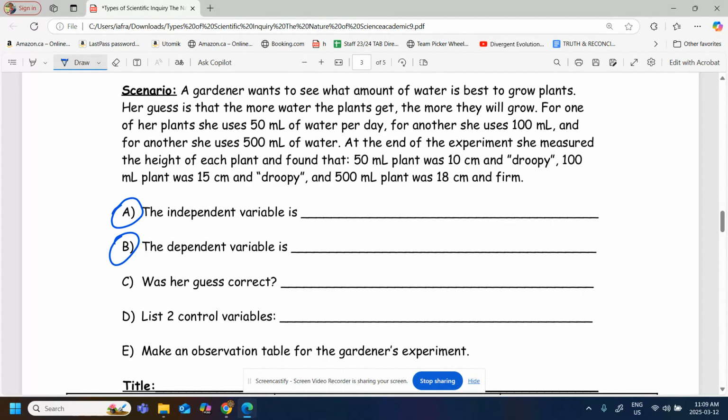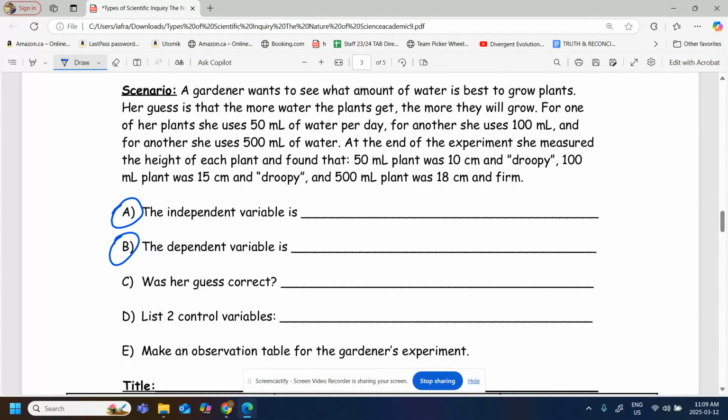So Gardner wants to see what amount of water is the best to grow plants. Her guess is that the more water the plants get, the more they will grow. For one of her plants, she uses 50 mL of water per day. For another, she uses 100 mL. For another, she uses 500 mL. At the end of the experiment, she measures the height of each plant and finds that the 50 mL plant was 10 centimeters and droopy. The 100 mL plant was 15 centimeters and droopy. And the 500 mL plant was 18 centimeters and firm.